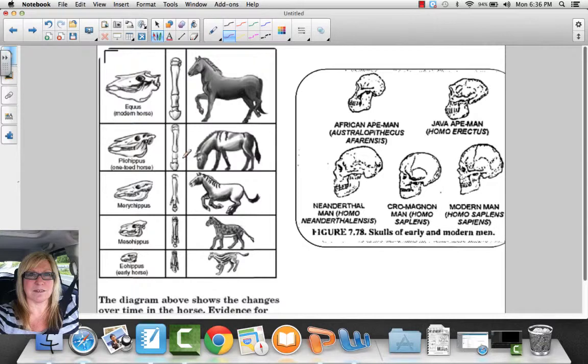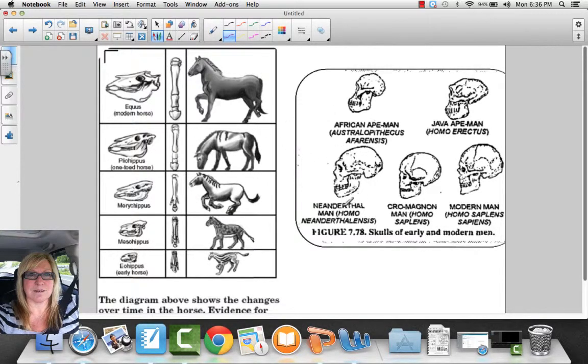So let's look at the horse. On the bottom, we have the early horse. So we've got the Eohippus, then the Mesohippus, then the Merychippus, and the Pliohippus, and then the Equus. So you can see how the horse has changed over time.